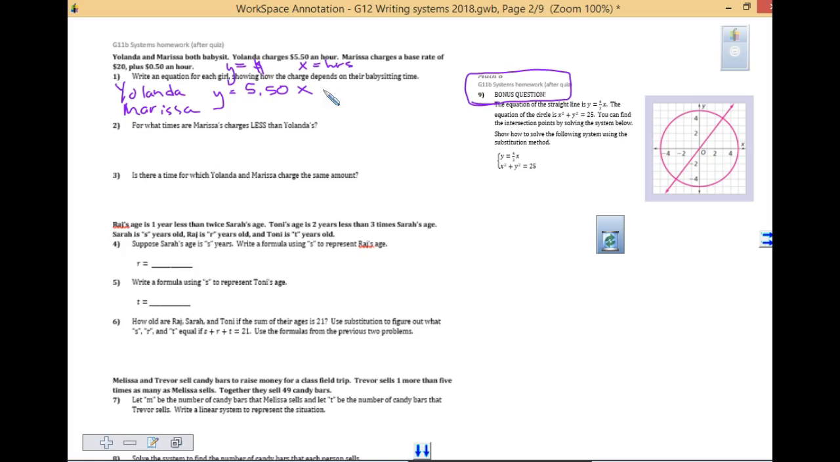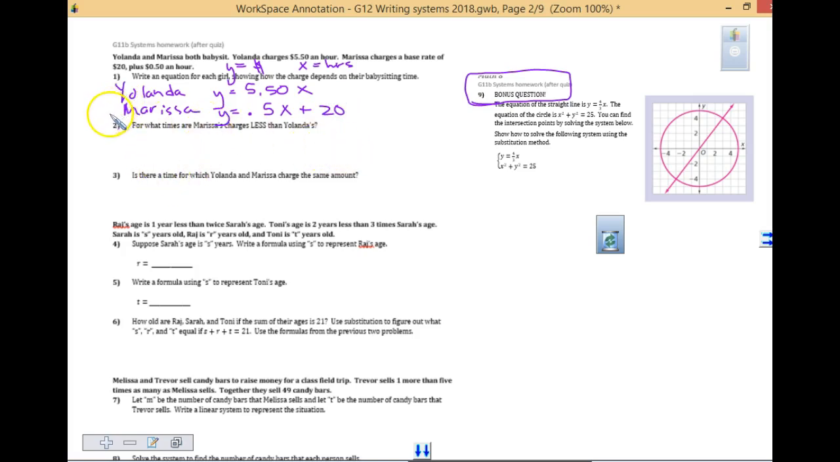How about Marissa? Dallas, what do we do about Marissa? So you should be writing this on your paper. Marissa charges how much? It'd be easier to look at your workbook, probably. How much does she charge now? So she charges 50 cents an hour only, right? So if we're looking at Marissa, her charge is 0.5x plus 20. Okay?